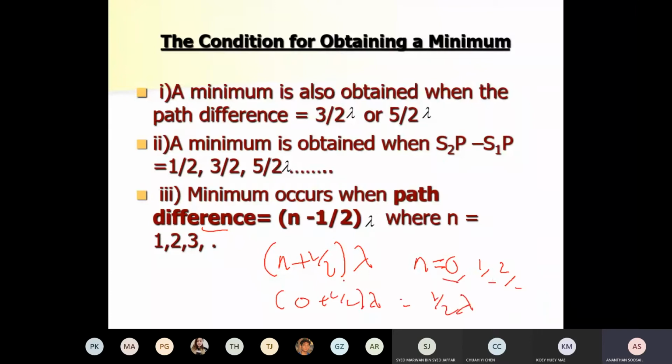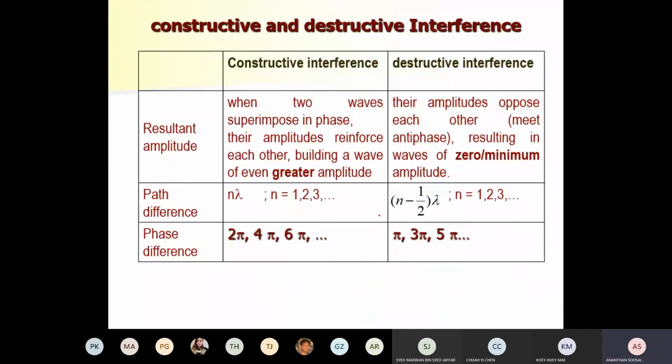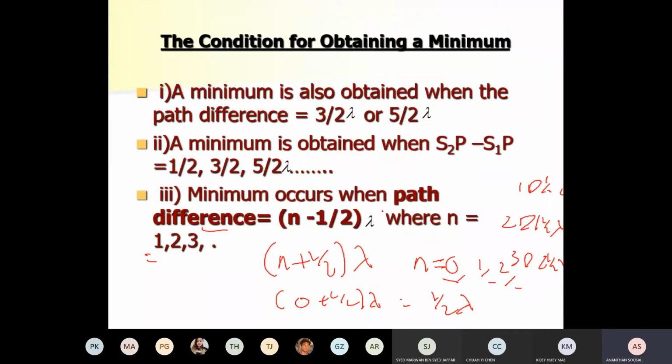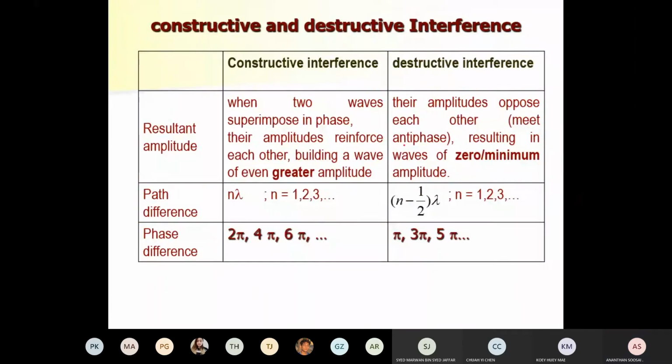If you use n plus half lambda, n starts with 0. If you use n minus half lambda, n starts with 1. You put 1, then you get half lambda. But whatever it is, the first dark will be half lambda, the second dark will be 1.5 lambda, and so on. Third dark will be 2.5 lambda. Okay, good. So this is the condition to have minima and maxima.